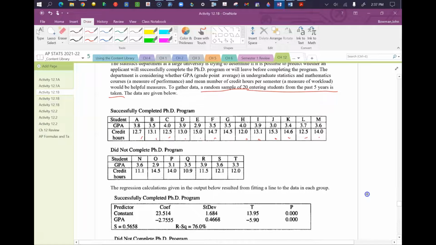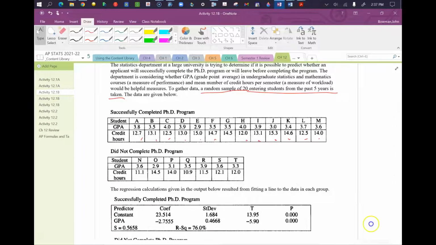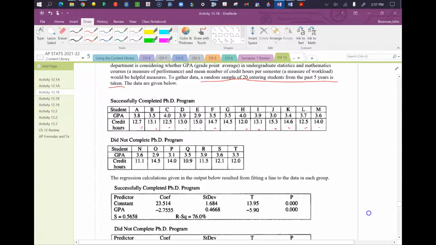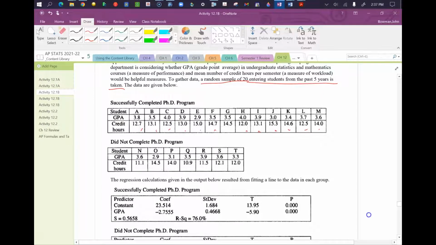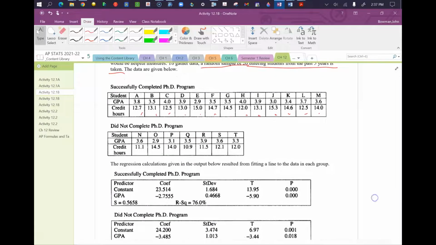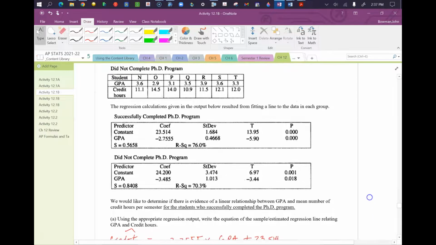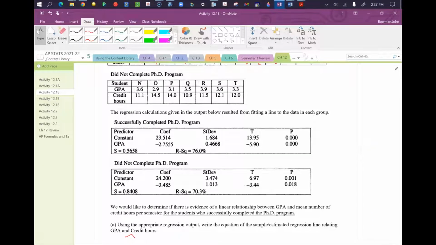So you'll notice in this problem that it's a relationship between GPA and credit hours that a student is carrying. What you'll also notice is that in the two tables, they split the data out between people who successfully completed the PhD program and people who did not. They also did that for the computer output. And then in the question itself, it says, we would like to determine if there's evidence of a linear relationship between GPA and average number of credit hours per semester, underlined, for the students who successfully completed the PhD program. So make sure you read that carefully.